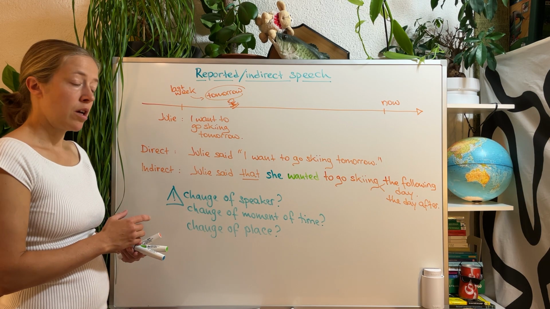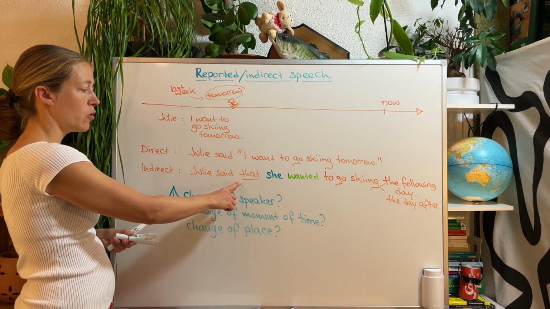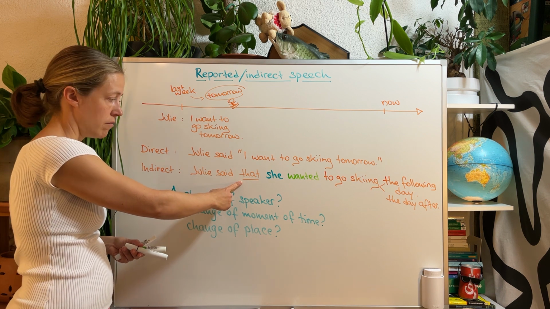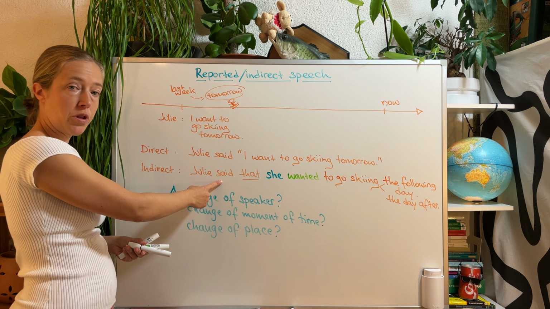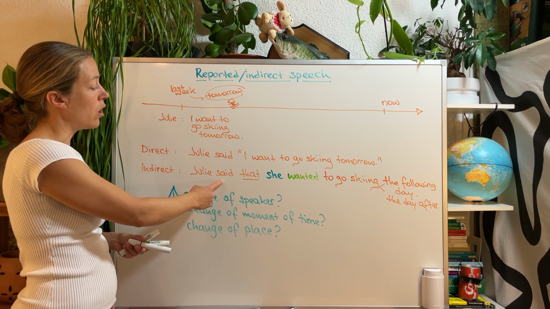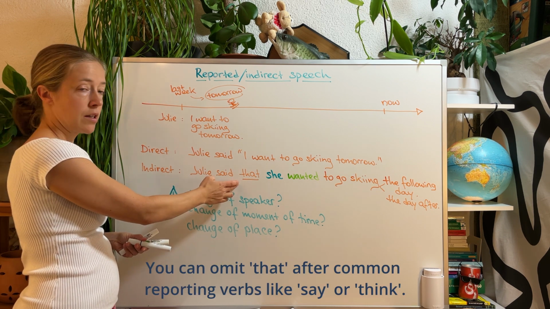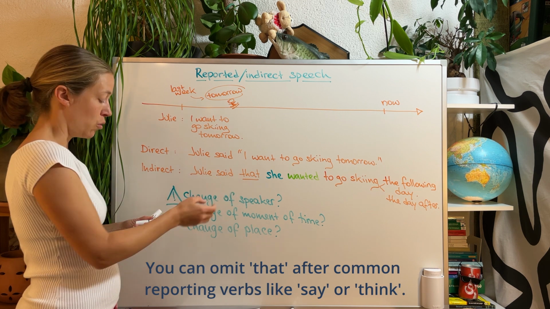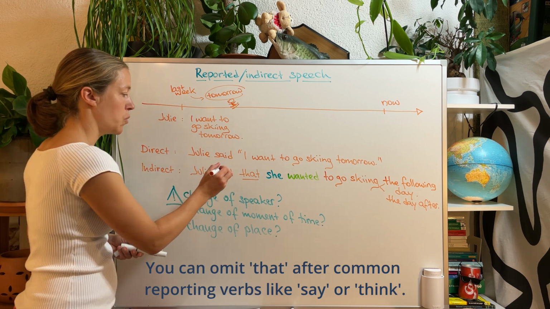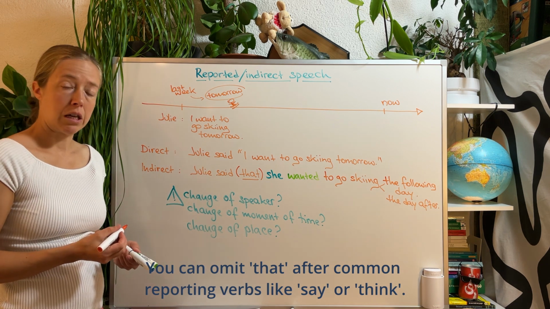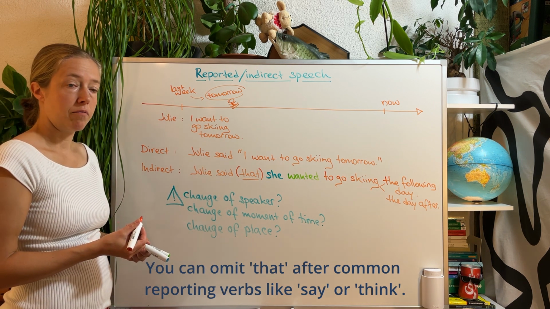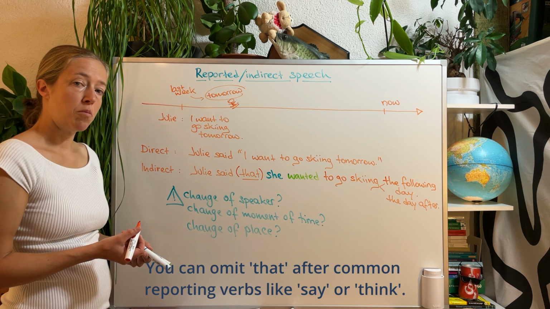Dans le discours indirect, on a vu qu'on utilise une conjonction avec that. Après des verbes comme said ou think qui sont très courants pour introduire un discours indirect, on peut ne pas écrire le that. C'est possible. On pourrait dire Julie said she wanted to go skiing the day after. On n'est pas obligé de le mettre.